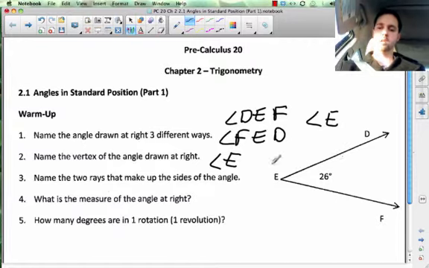Naming the two rays that make up the sides of the angle. So we have one ray here that spans from E to D, and then another one here that spans from E to F. So we have the two rays ED and EF.